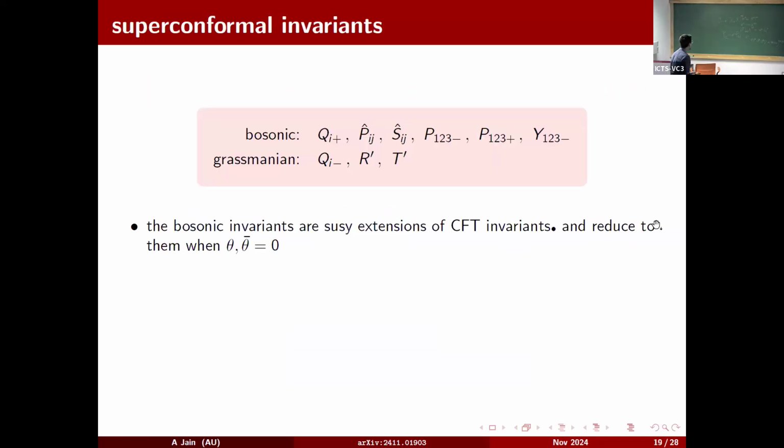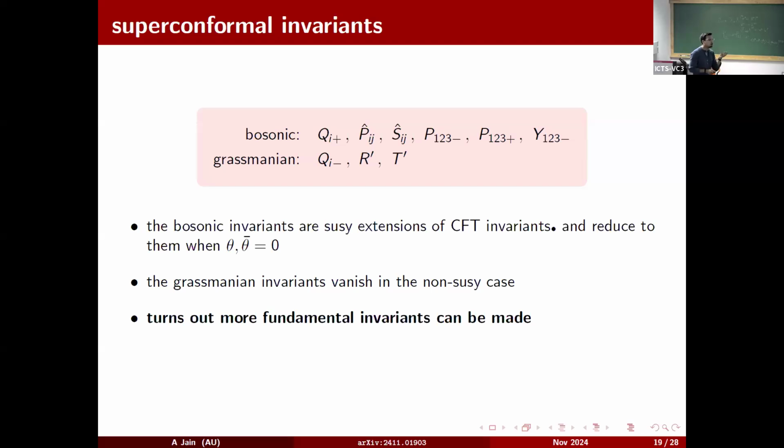So these are the superconformal invariants now. The Qi pluses are actually the Qi conformal ones, supersymmetric extension, and so are the Pij hats, Sij hats, P123 minus, P123 plus. And now we did not have this structure Y123 minus, and I'll get to why we do not have it. So these are an independent set right now. And of course, the Grassmannian ones vanish in the non-supersymmetric case.